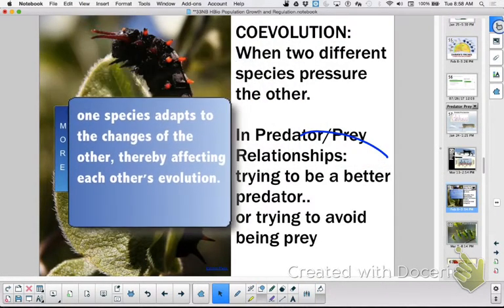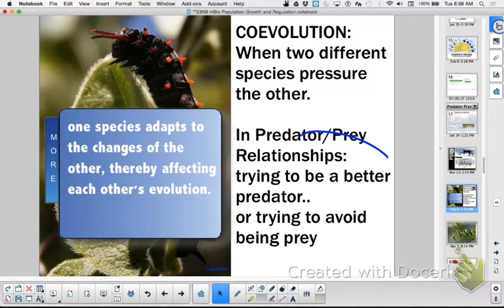Okay. Youngest bio buddy, go ahead and explain the coevolution that you see in a predator-prey relationship. Go ahead, young one.